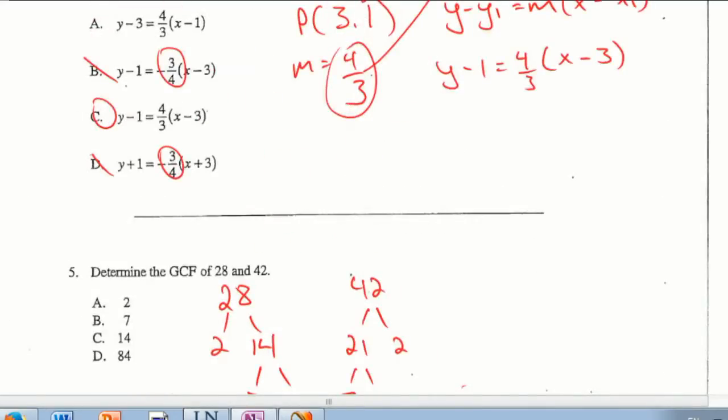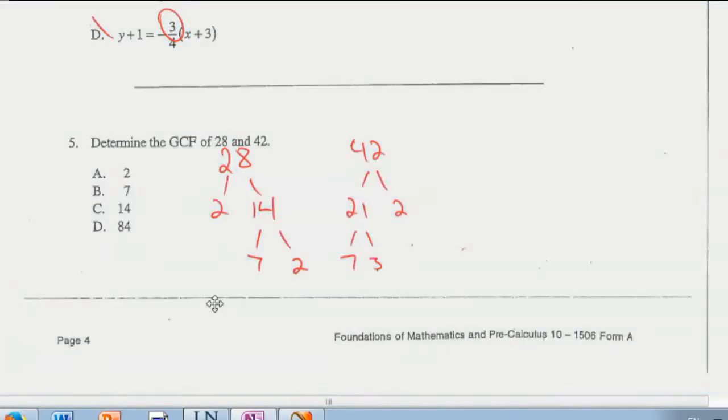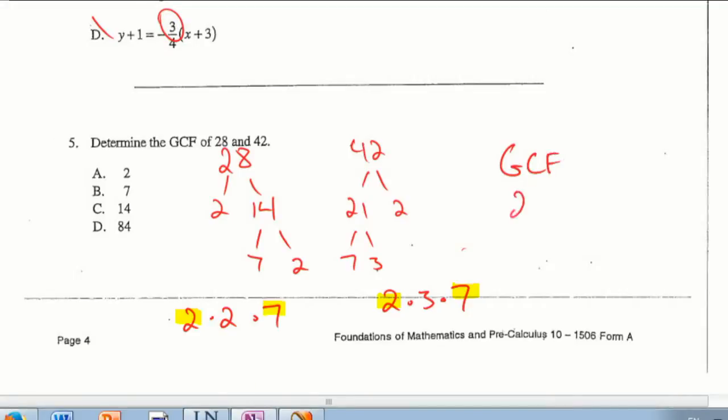So what are my prime factors of these two guys? Well, here I have 2 times 2 times 7, and here I have 2 times 3 times 7. So what is common to both of these things? Well, they both have a 2, and they both have a 7. So what is my GCF? It's going to be 2 times 7, or 14. So again, all of that without a calculator.